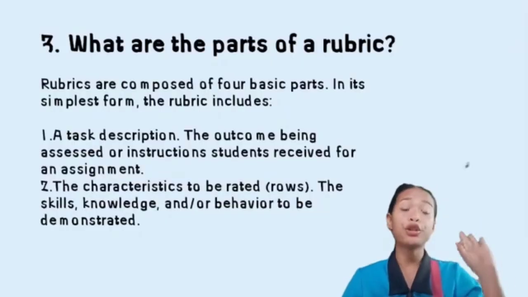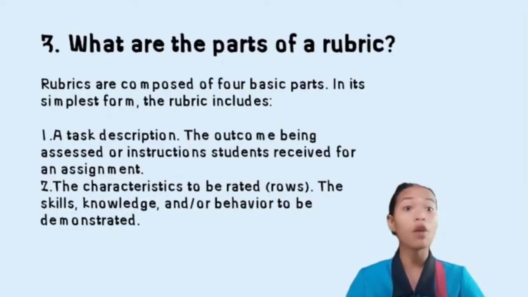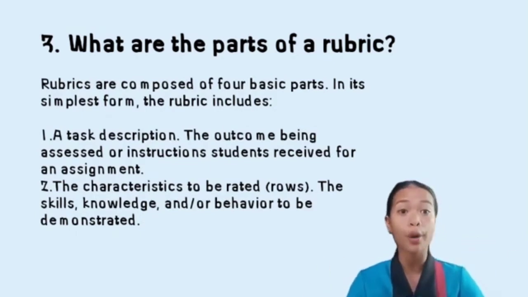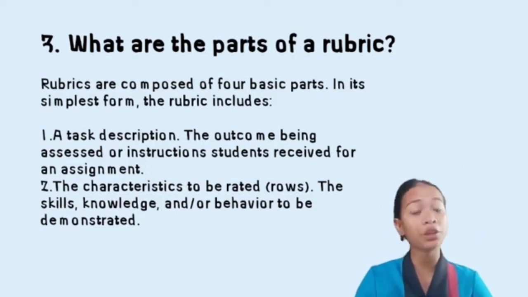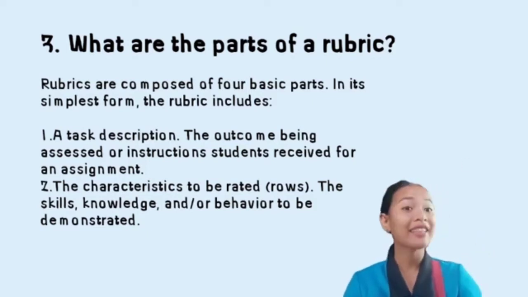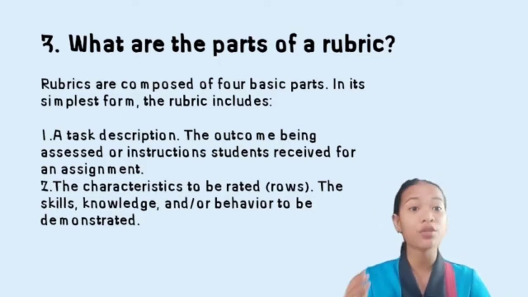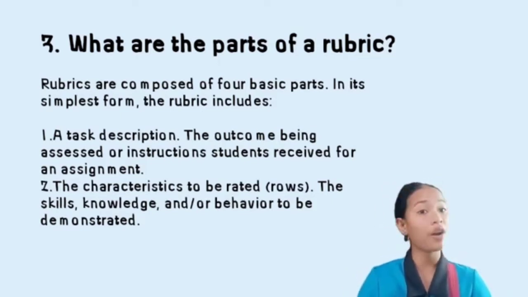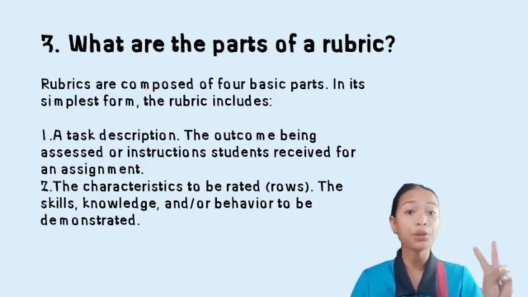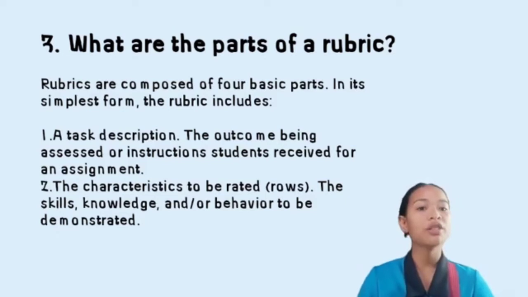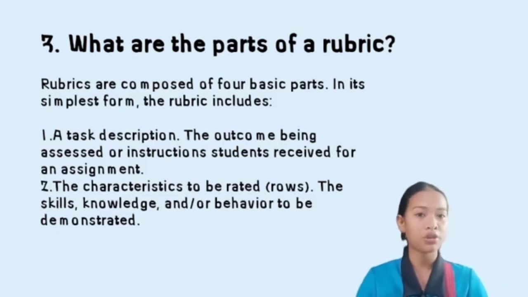Then number 3, what are the parts of a rubric? Rubrics are composed of 4 basic parts in the simplest form. Number 1, a task description, the outcome being assessed or the instructions students receive for an assignment. Number 2, the characteristics to be rated, or the rows. These are the skills, knowledge, and behavior to be demonstrated.